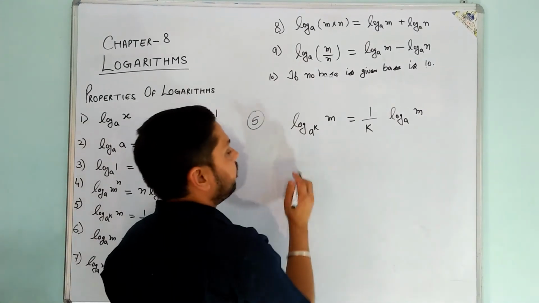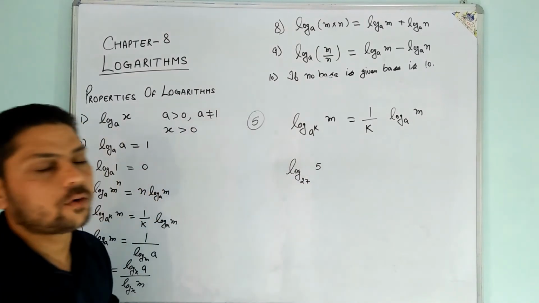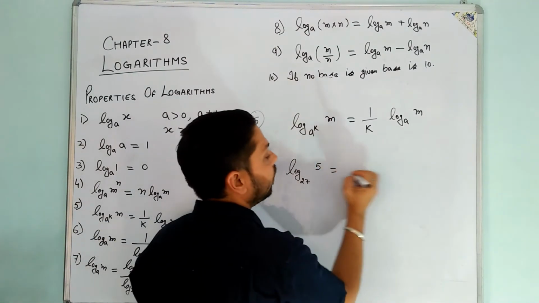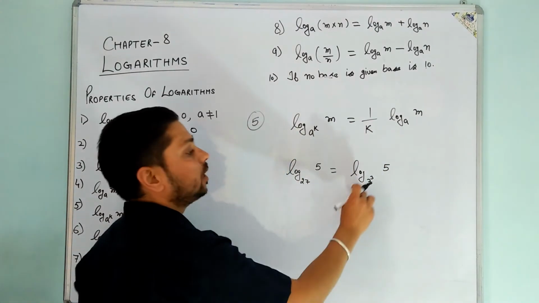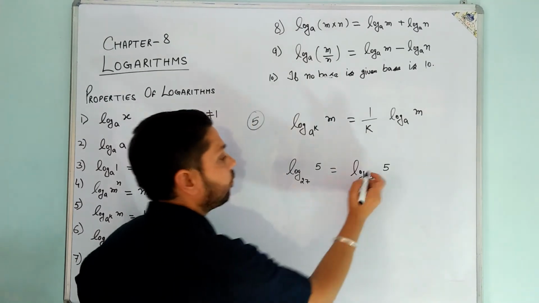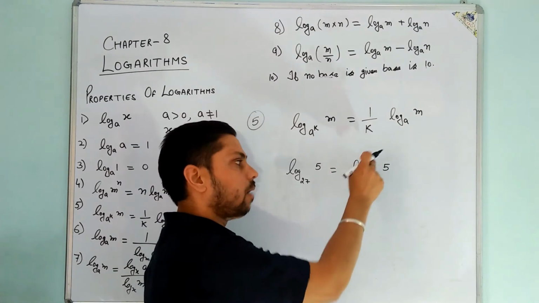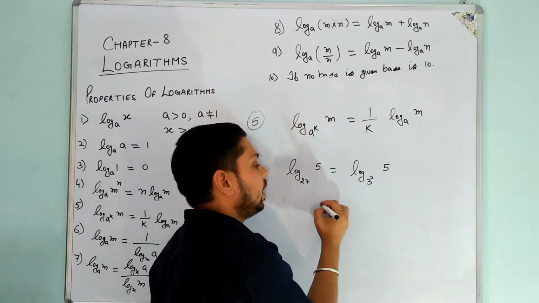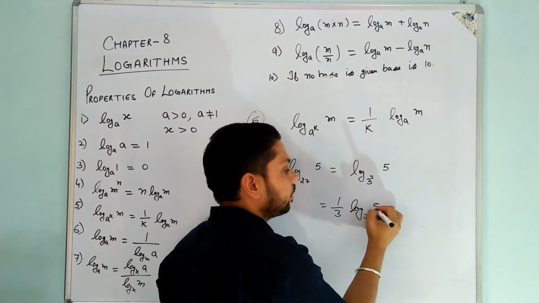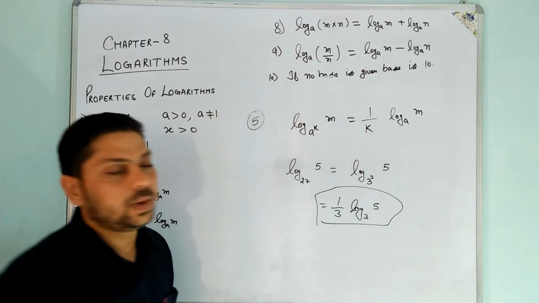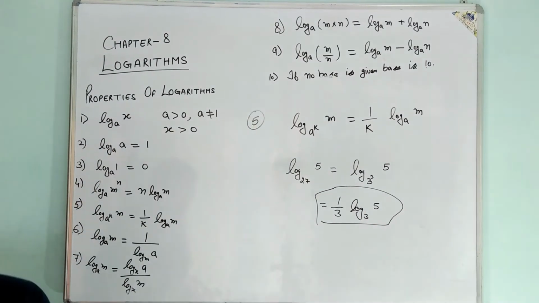For example, we have log of 5 with base 27 here. Now 27 here can be written as 3 raised to power 3, and log of 5. Now here we can see that the base has a power. The base has a power 3. It can be written as 1 by 3 log of 5 with base 3. Okay. Next we have property number 6.